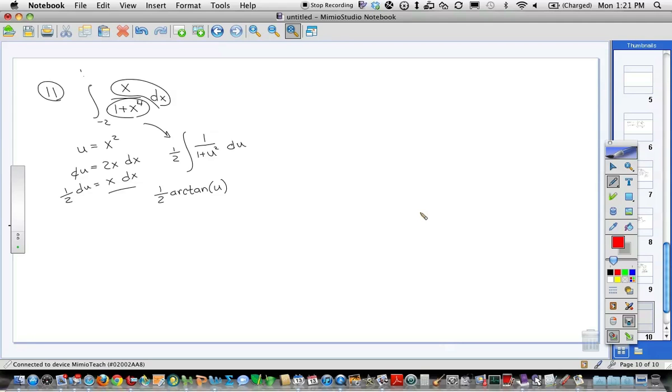The -2 and the 1. I've got to substitute those out too, because aren't those x's? Think about your area. You're talking about the area from -2 to 1. Those are x values. -2 and 1 are x's. They've got to come out. I can't put those in here with u's. I can't mix x's with u's. So I need to sub out the -2 and the 1. Those are x's. How can I turn them into u's?